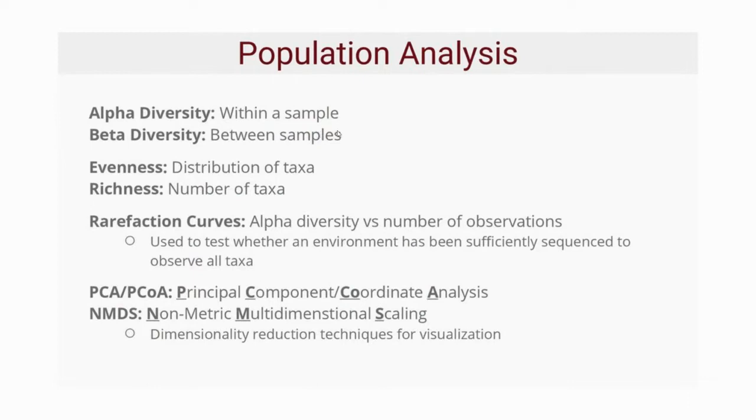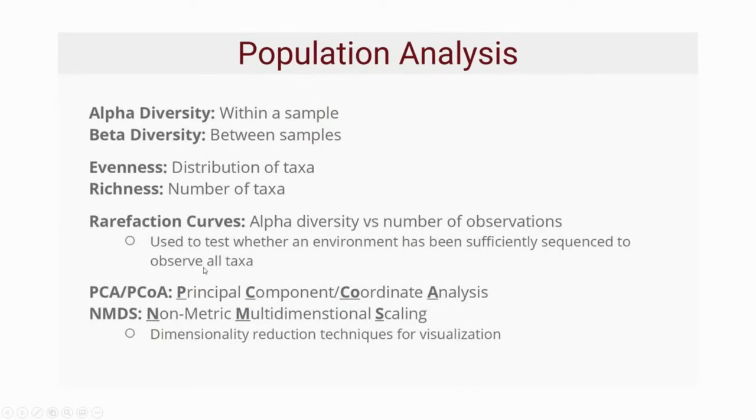So those are the main analyses, including this alpha diversity, which is analysis within a sample, beta diversity, which is between samples, evenness, the distribution of the taxa, richness, the number of taxa, and rarefaction curve. So basically that will be the alpha diversity versus the number of observations. So that tests whether an environment has been sufficiently sequenced to observe all the taxa. So we will do all this analysis, okay?